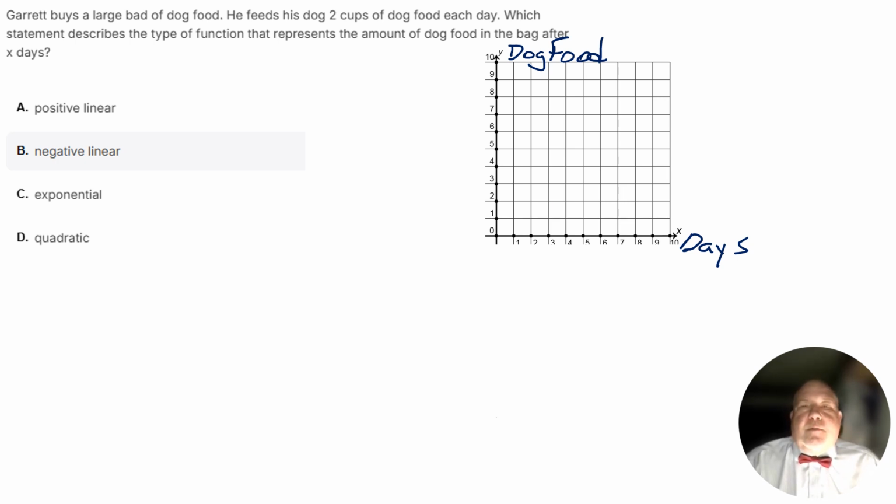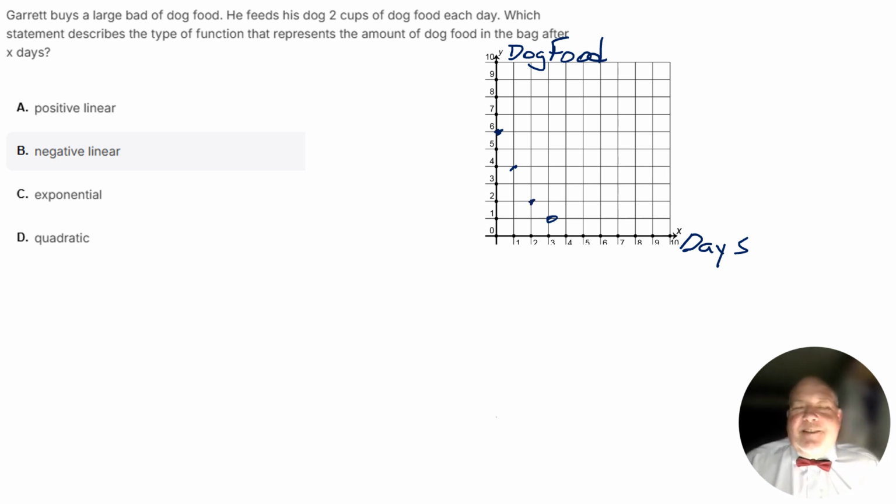So let's say you start with 6. So I've got 6 cups of dog food when I start. After one day, then I have 4. Then I don't know why this doesn't want to draw circles. And then after 2 days, I lose 2 more cups. And then I lose 2 more cups. And that gets me to there. This doesn't like to draw dots.